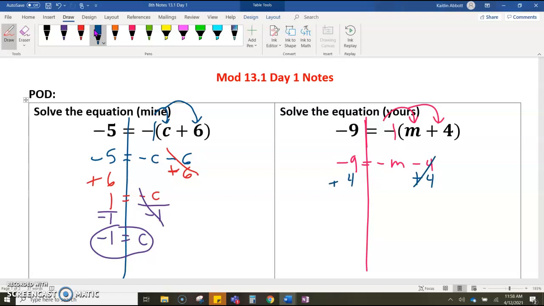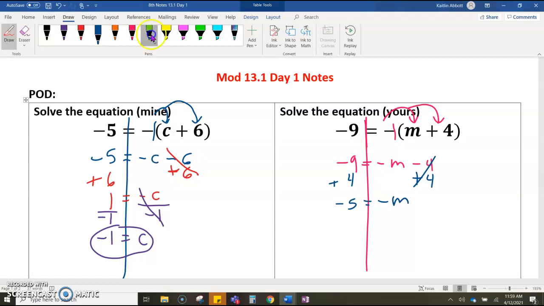And then we have negative 9 plus 4. So the signs are different. So we are going to subtract them. 9 minus 4 is 5. And we're going to keep the sign of the larger number, and that is 9. And it's going to be a negative 5. We're left with negative m.